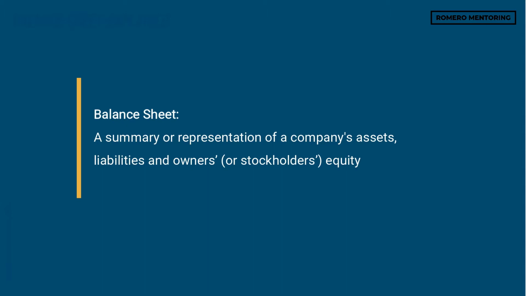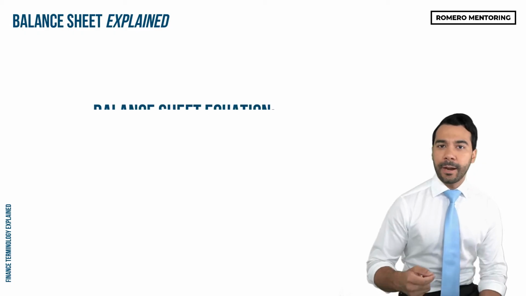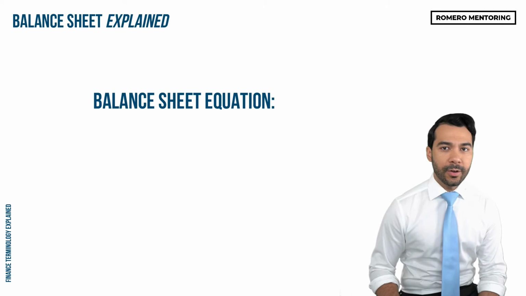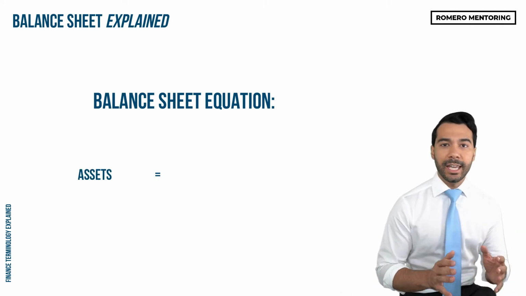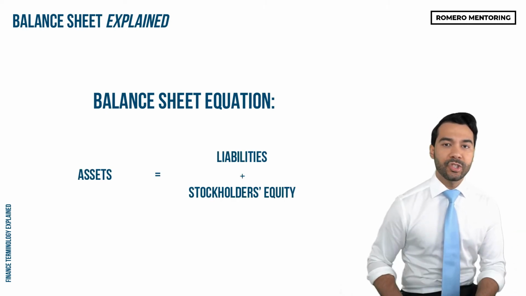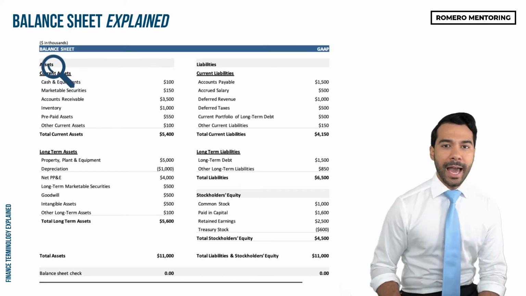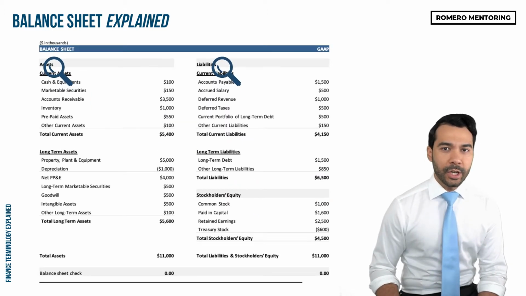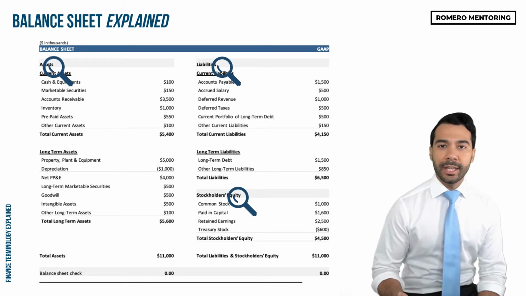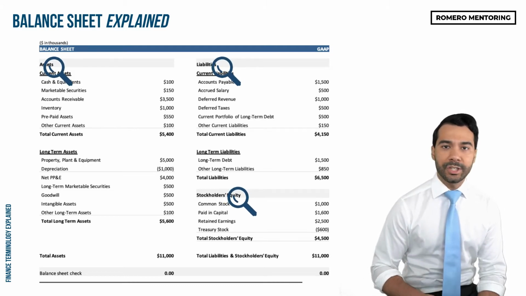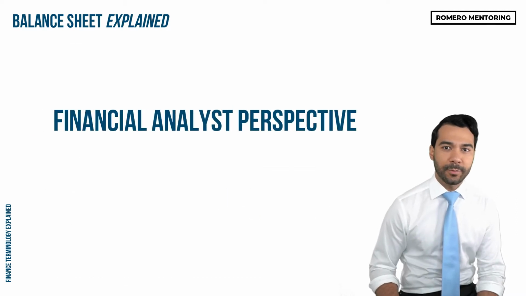owner's equity. From an accounting perspective, a very important formula that we consider is that your assets equals your liabilities and stockholders' equity. Now, let's examine each part of the balance sheet a little bit more closely so that you can have a better understanding of what each segment of the balance sheet represents and how do we interpret it and analyze it from a financial analyst perspective.